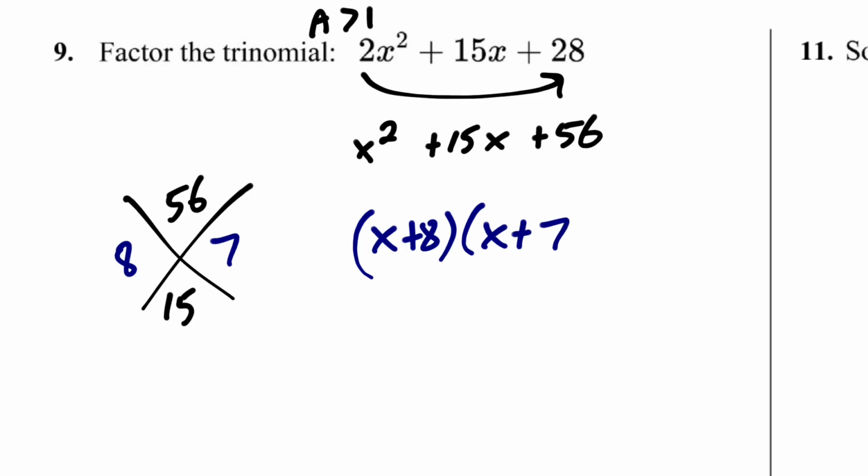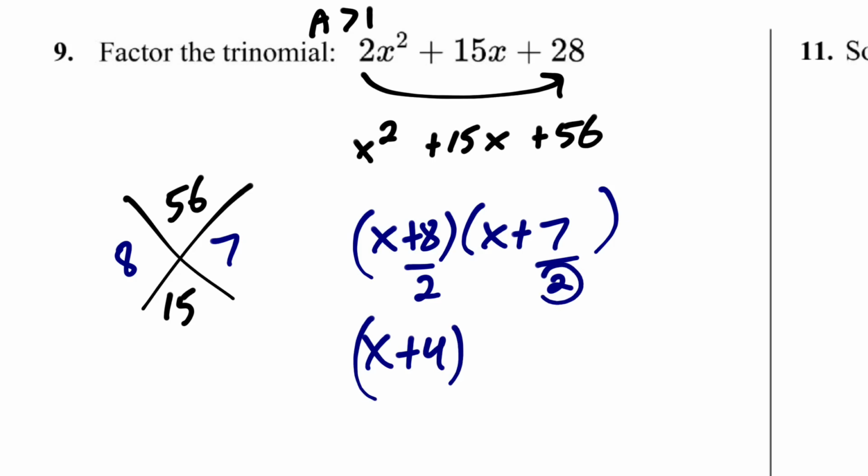And now I divide by my original A value, which is 2. And this part just turns into x plus 4. And this part would be a decimal, so I can slide this over here like this, 2x plus 7. And those are my factors.